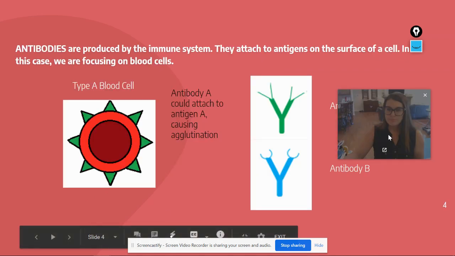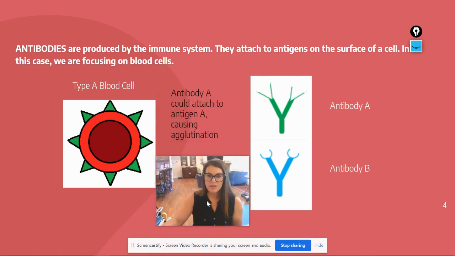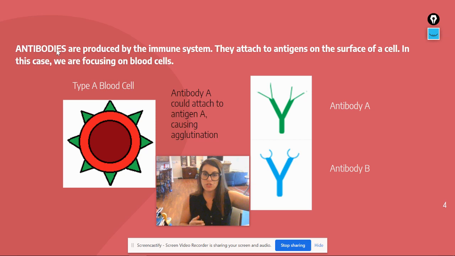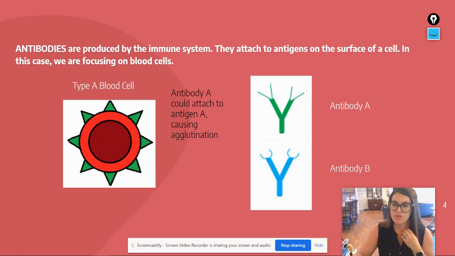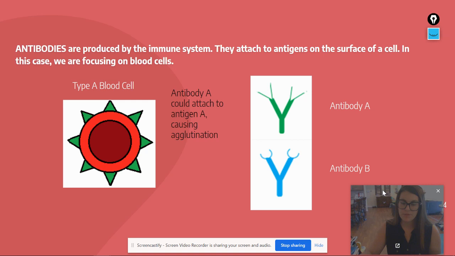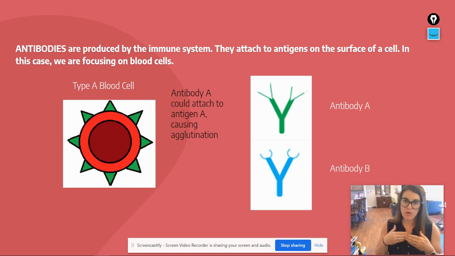Okay, so let me move my screen here. Antibodies are produced by the immune system. They attach to antigens on the surface of the cell. In this case, we're focusing on blood cells. In the age of COVID, the antibodies we're hoping for being able to produce would be to attach to the coronavirus. Antibodies are going to be produced for the opposite of your blood type. You don't want to be producing antibodies against your own blood.